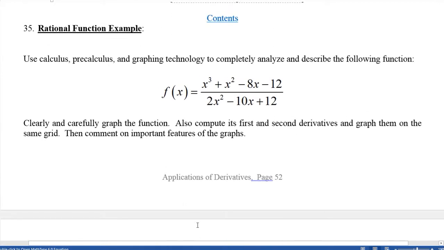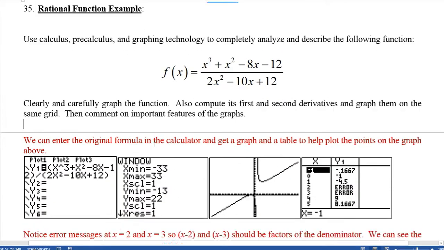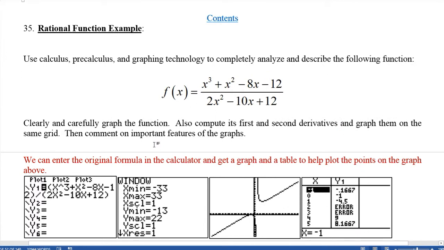That's all well and good, but let's look at some examples. Let's see if we can fully analyze this particular function: f of x equals x cubed plus x squared minus 8x minus 12, all over 2x squared minus 10x plus 12. That's an example of a rational function. I would suggest that you try to analyze this on your own and then come back and check with what I've done here. If you want to do that, go ahead and press pause now.